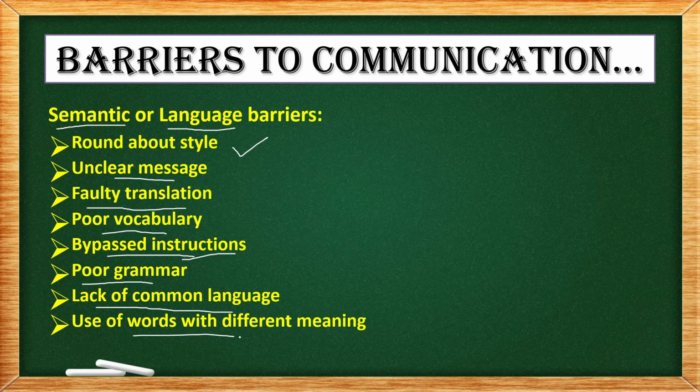Next one is use of words with different meanings. Now many of the words are there. In fact, one word is having many meanings according to the situation or the context where we are using it. It reflects the meaning. So according to the situation or context where the word is used, we should understand its meaning. If, as a receiver, we are not able to understand the correct meaning, it will lead to barrier. We will not be able to understand the information which is provided by the sender to me.